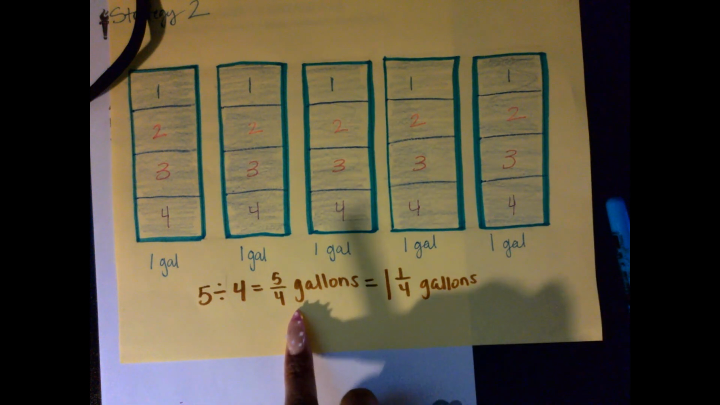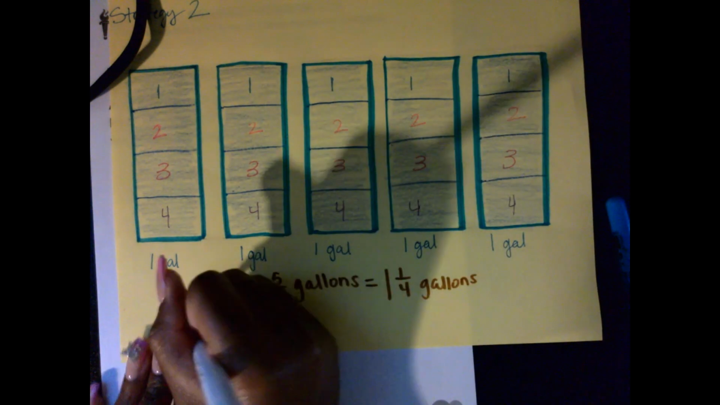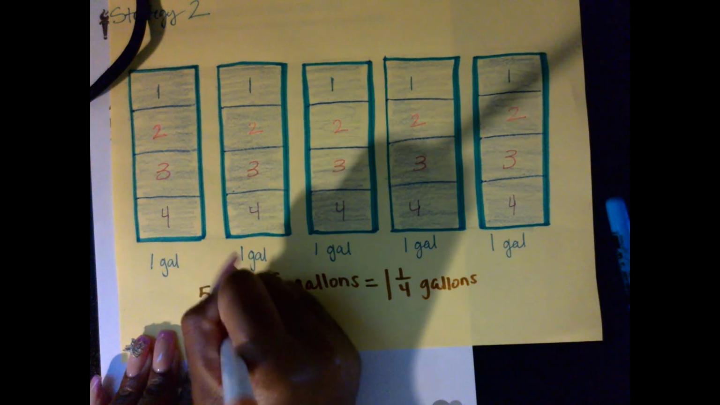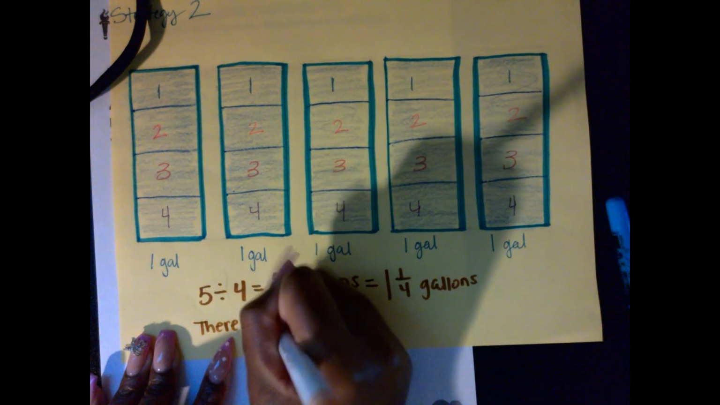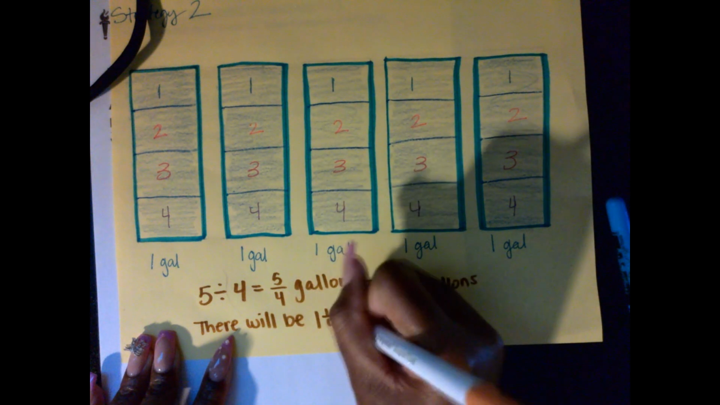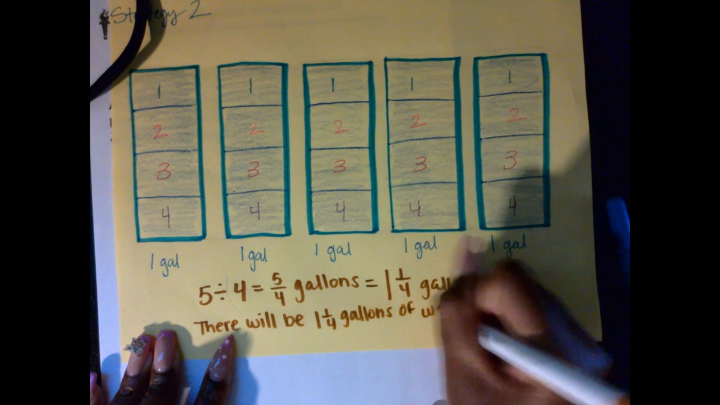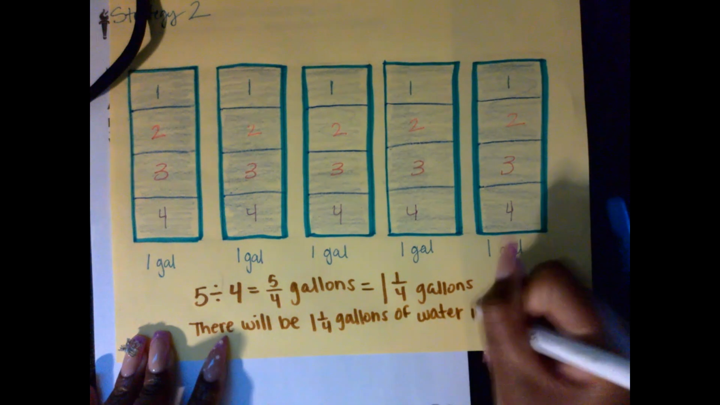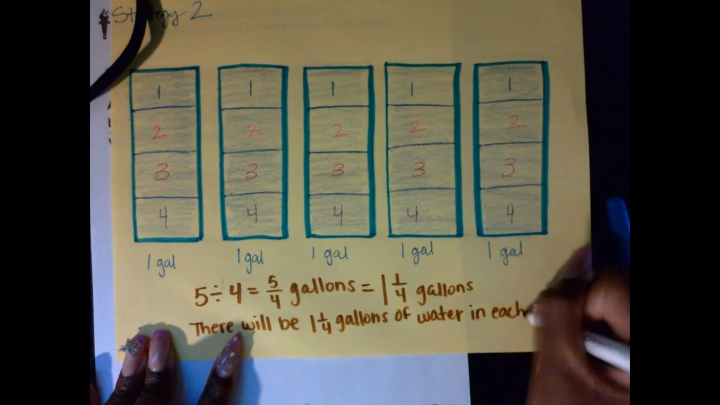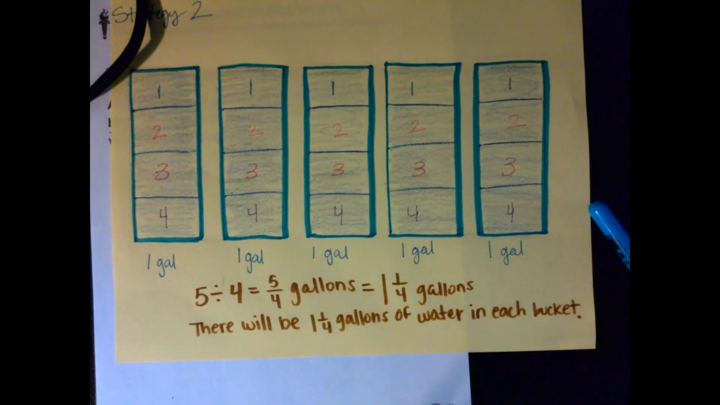All right, so the farmer needs to pour 5/4 or 1 1/4 gallons of water in each bucket. So I'm going to write that out in a sentence. There will be 1 1/4 gallons of water in each bucket.